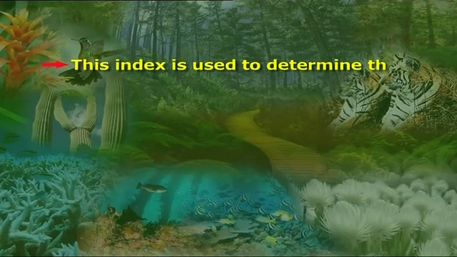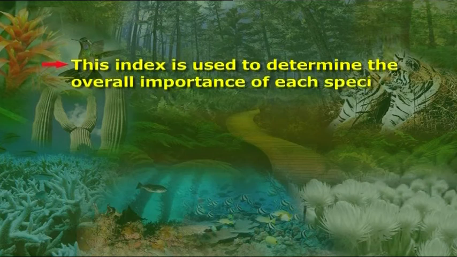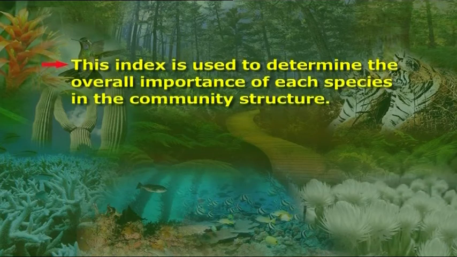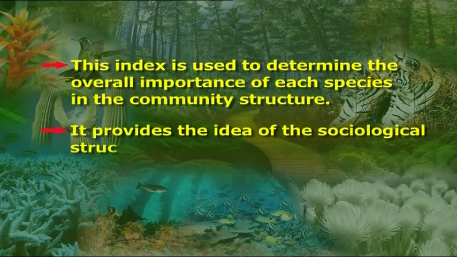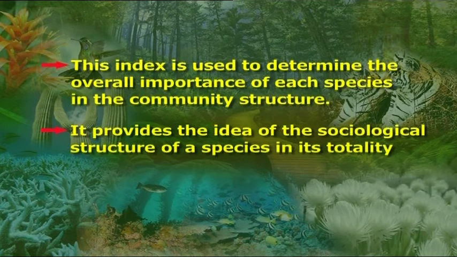Now for IVI, the 3 values are added. IVI values of different species are then arranged in decreasing order. This index is used to determine the overall importance of each species in the community structure. It provides the idea of the sociological structure of a species in its totality in the community.